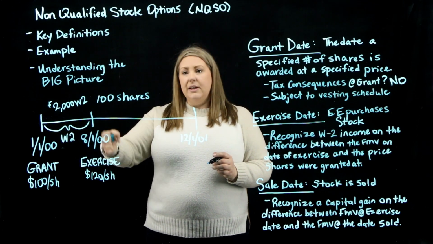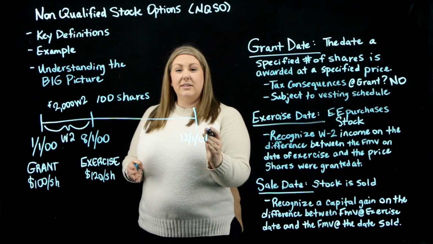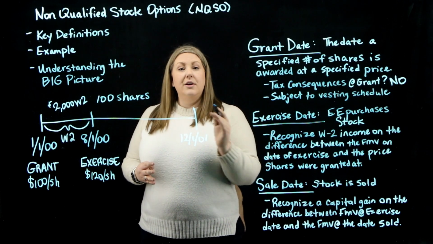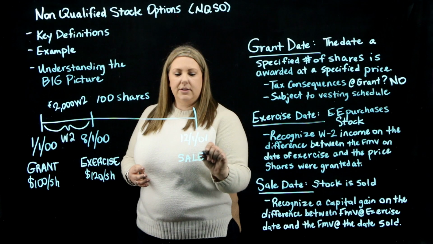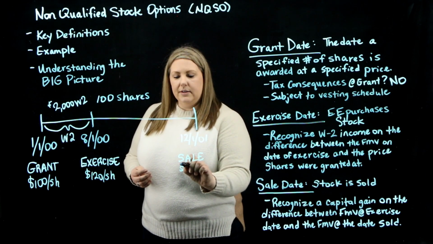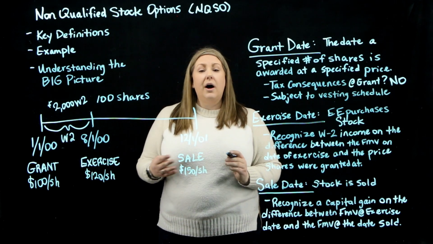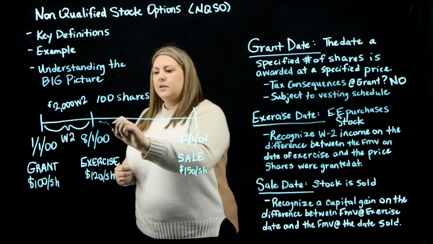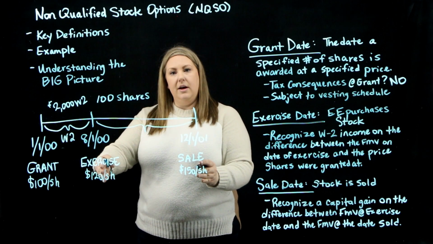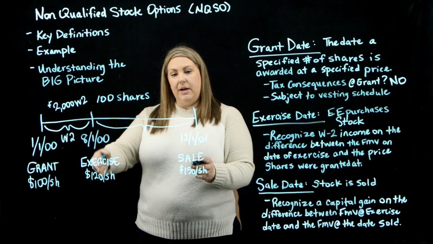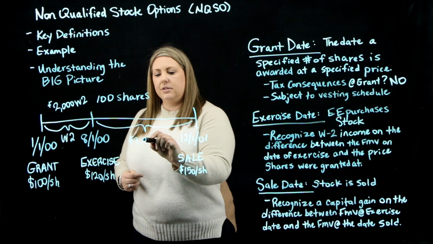All right. Now you own the shares, so let's fast forward and say on December 1st of the following year, you've decided that you actually want to sell these shares. So we're going to say this is our sale date. And on this date, the shares have increased in value to $150 per share. So now you've got this time horizon here, and we've got $150 minus 120 times our 100 shares. So we've got $3,000 here.